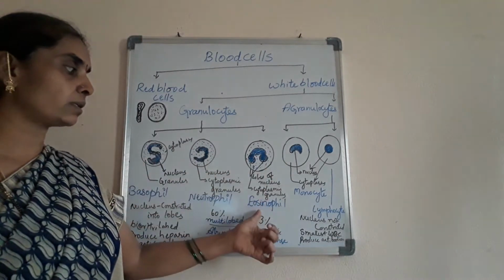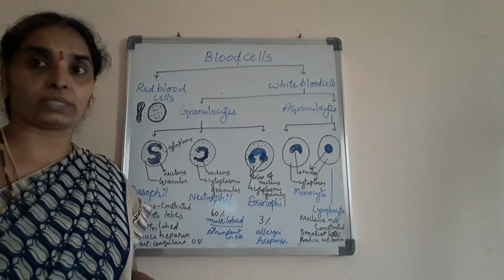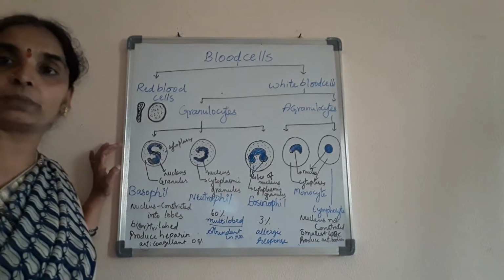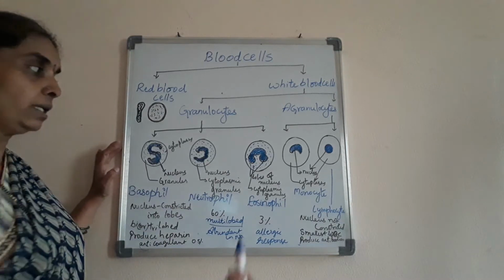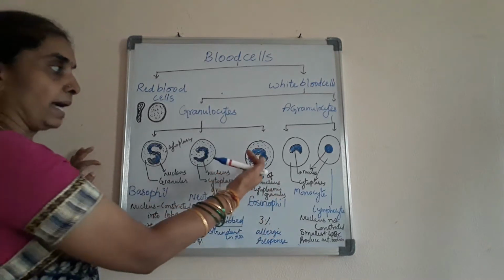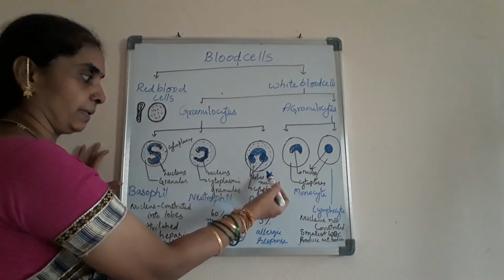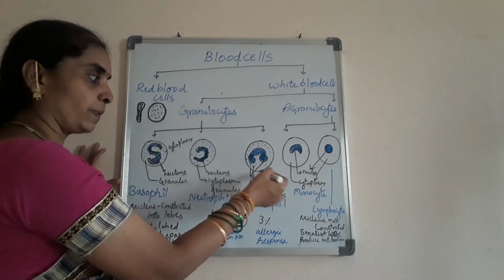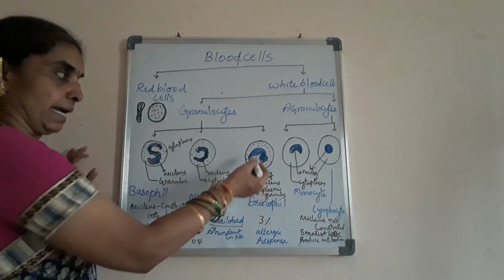Next, going to the eosinophil count. It's about 3% in our body, and it produces allergic responses in our body. Normally the nucleus is bilobed, sometimes trilobed. It contains cytoplasmic granules inside it.